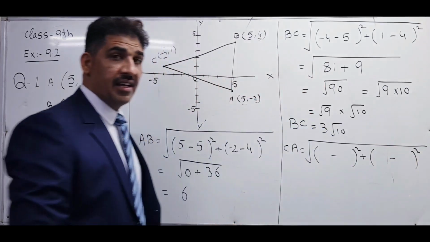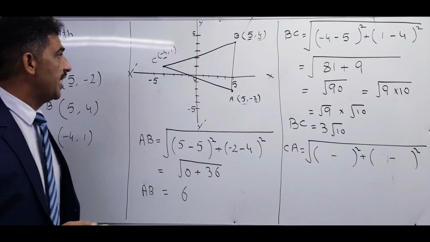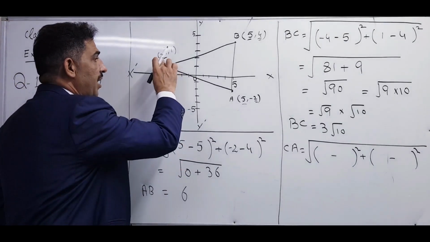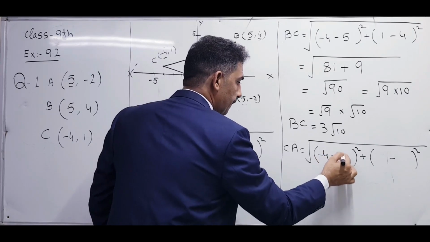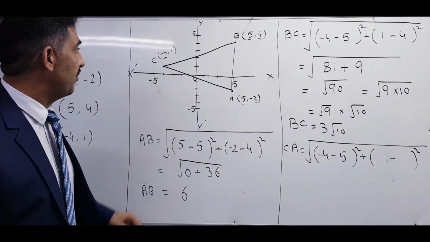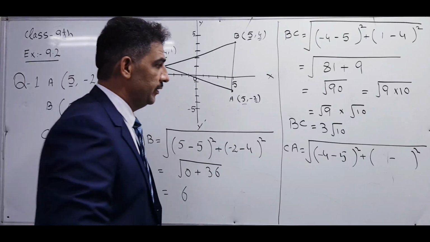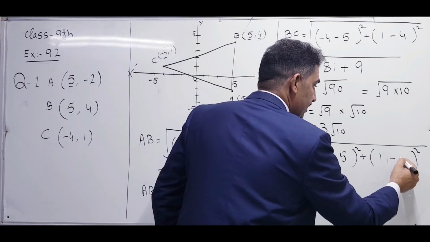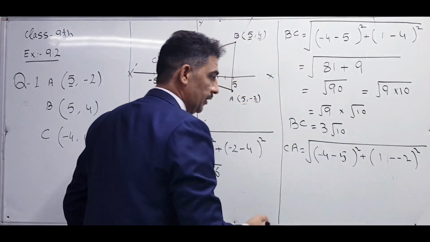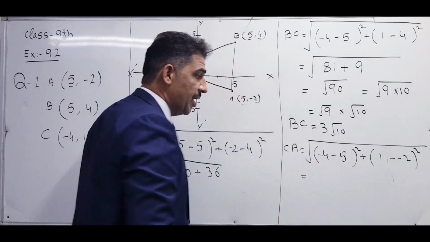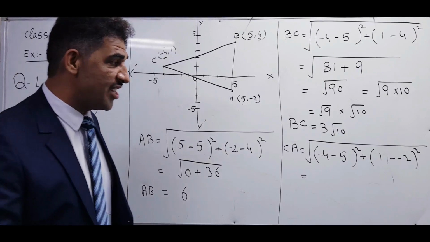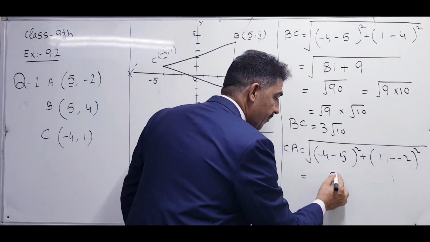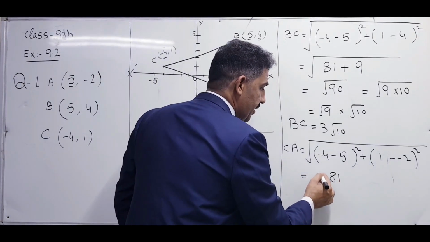In the first bracket, we just put the x coordinates. What are they? Minus 4 and 5. Okay, the second is the y coordinate: 1 and minus 2. So what should become here? Minus 4 and minus 5 is minus 9, and minus 9 squared is equal to 81. Good.